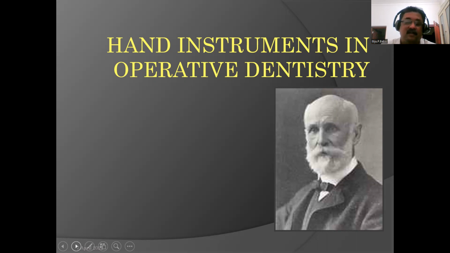So each dentist used to have a different or separate set of instruments for each type of preparation, and there was no standardization. So the dentists among themselves couldn't communicate, and the dentist with the manufacturer, so it was very difficult to communicate. So it was Dr. G.V. Black who brought in the classifications and nomenclatures and standardization of many of the hand instruments in those days.